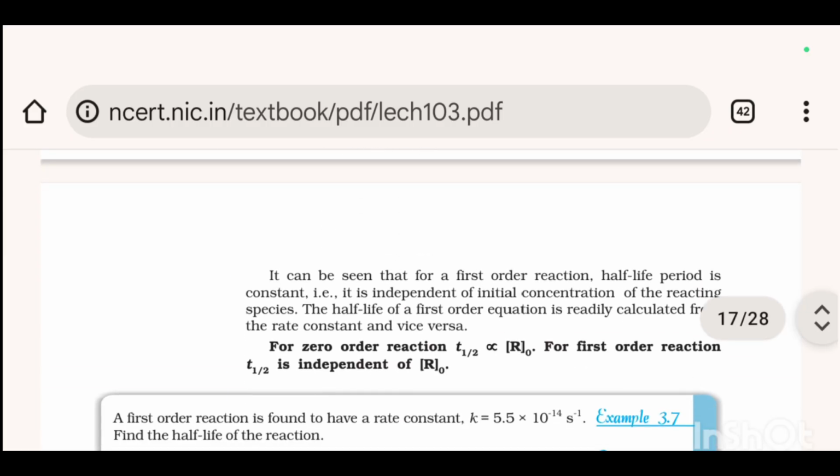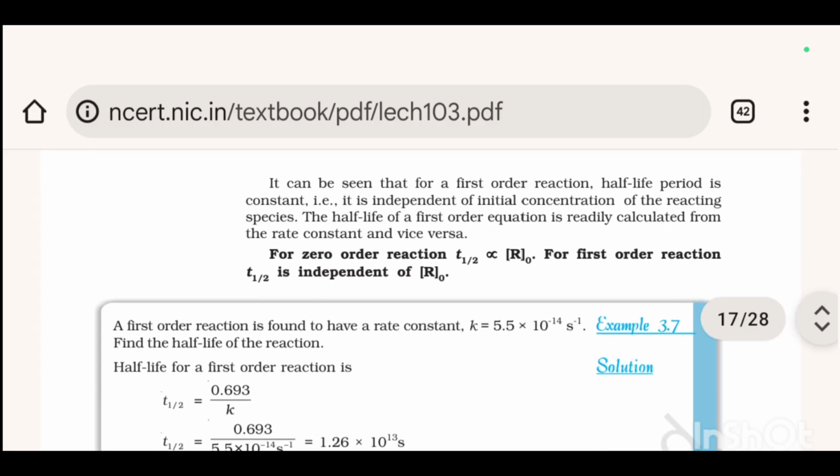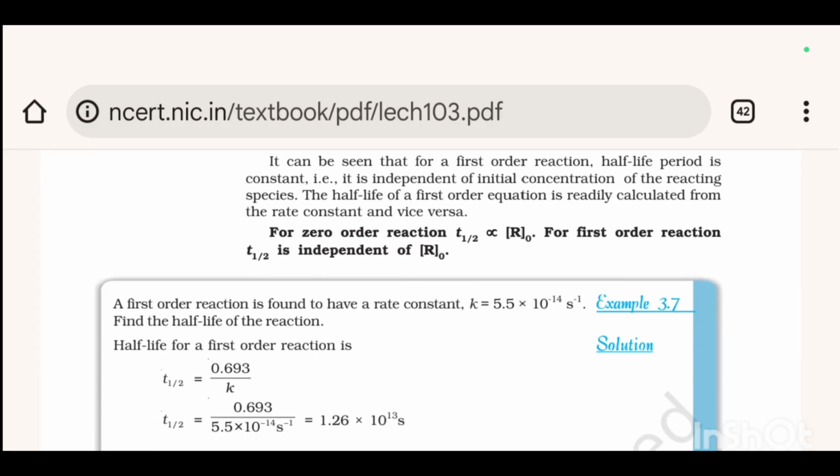It can be seen that for a first order reaction, the half-life period is constant, that is, it is independent of the initial concentration of the reacting species. The half-life of a first order reaction is readily calculated from the rate constant and vice versa. For zero order reactions, t1/2 is directly proportional to R0, the initial concentration. For first order reactions, t1/2 is independent of R0.